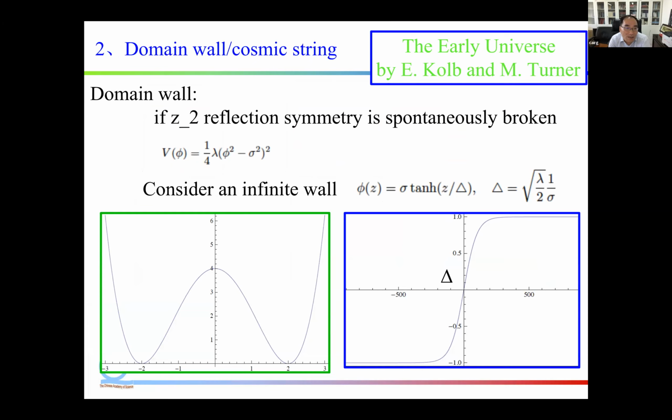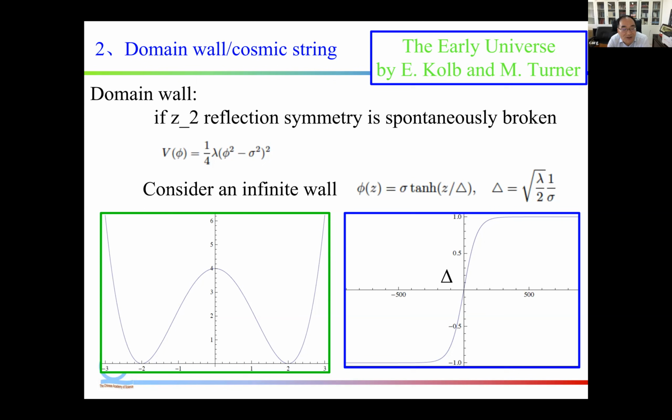In this talk, I will mainly mention the domain wall and the cosmic string, the two kinds of topological defects. A domain wall forms if some Z2 reflection symmetry is spontaneously broken. For example, let's consider a potential like this one, phi the real field. Of course, this is the potential. As you can see, there are two vacuums, one is phi equal to -2, another is 2. These two vacuums, of course, are degenerate.